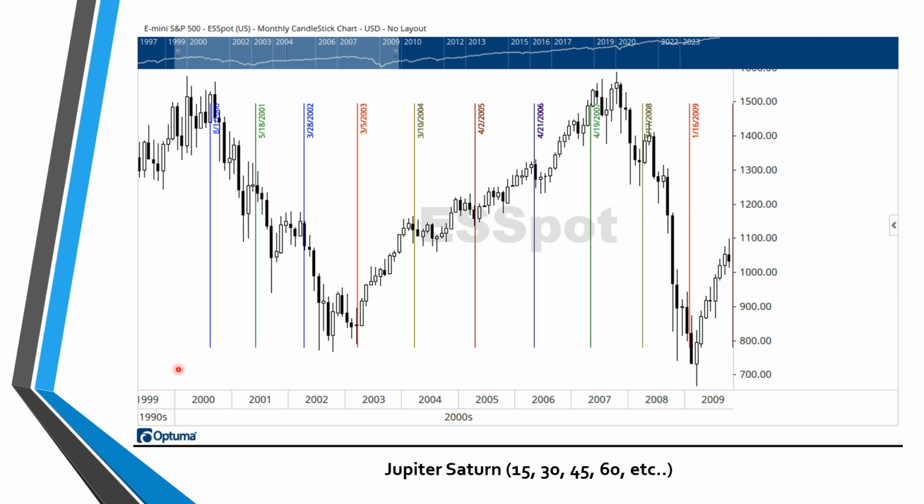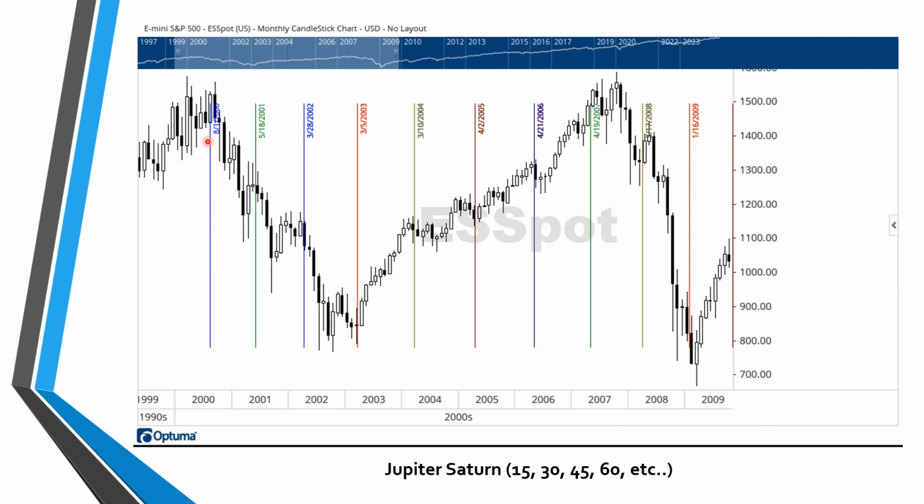Here's a chart of the S&P 500, and in this example, I'm going to start my analysis at the tech bubble market highs in mid 2000. Now, at that point, Jupiter and Saturn, and I've got to stress, heliocentric Jupiter and Saturn, were 0 degrees apart. They were conjunct.